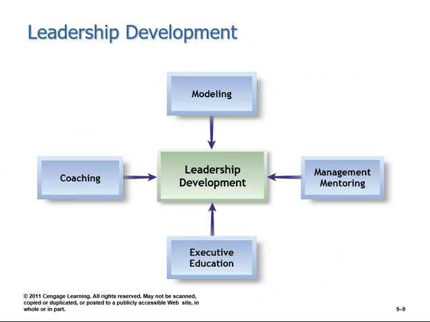There are four components or four variables that affect leadership development. And these are items frequently used by organizations to cultivate the next generation of leaders. One would be modeling. This is where people walk the talk. They say we want a certain set of behaviors or principles to be exhibited, and they live that. They model that type of behavior.